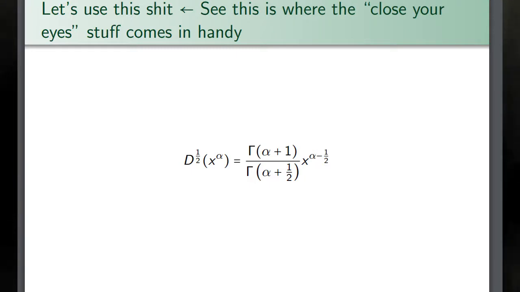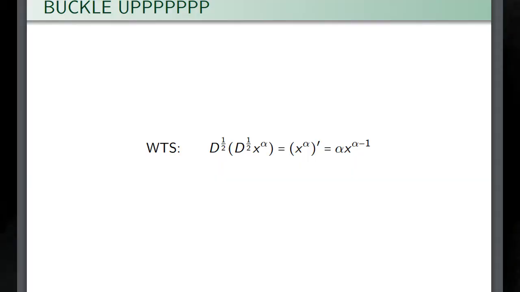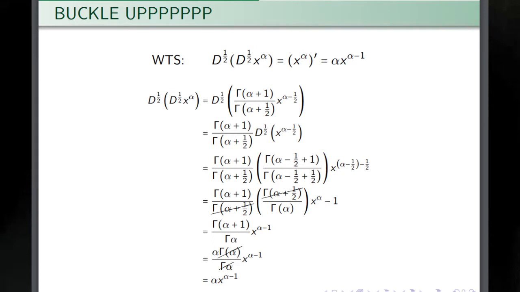We'll replace n with alpha, like this. Nice one, Trevor. Okay, but let's show that d to the 1/2 of d to the 1/2 of x to the alpha equals x to the alpha prime, or just that first derivative, which is equal to alpha x to the alpha minus 1. Buckle up, and watch this. That's funny. I'm not reading that. Yeah, me neither, but it's okay. We'll give them like 5 seconds to screenshot this and come back to it. Just kidding, I'm moving on right now.